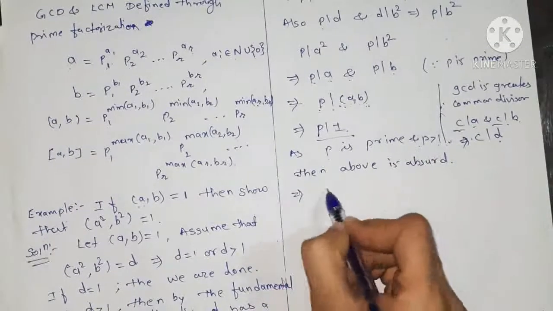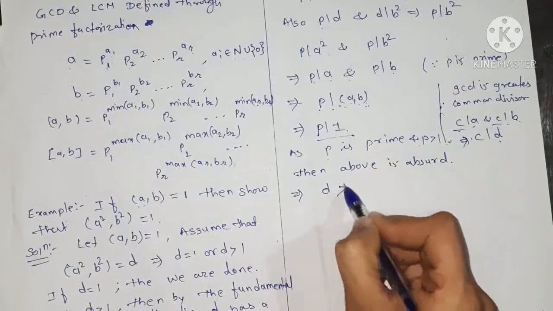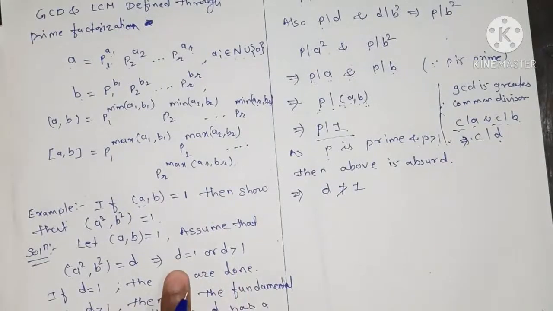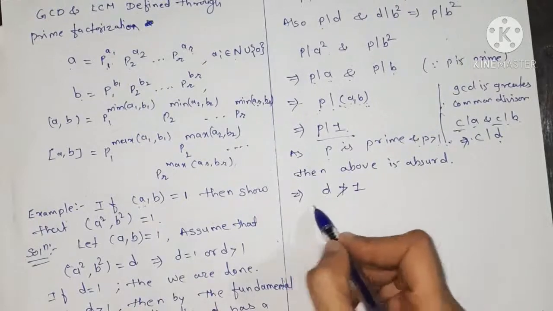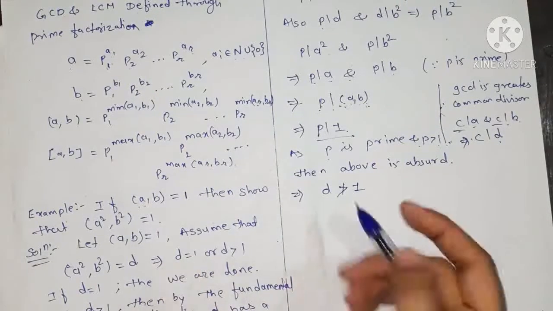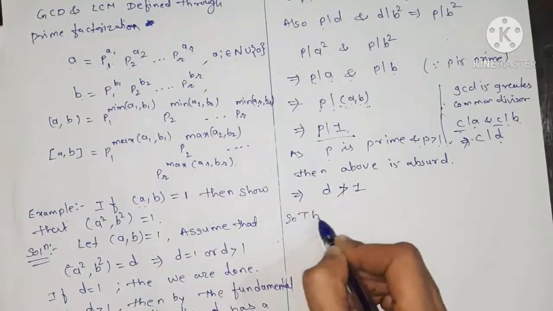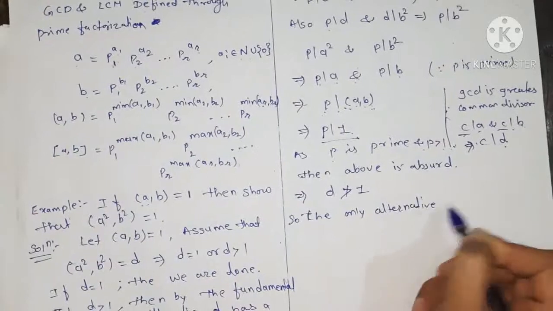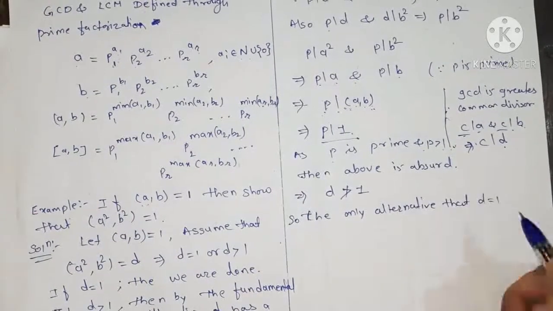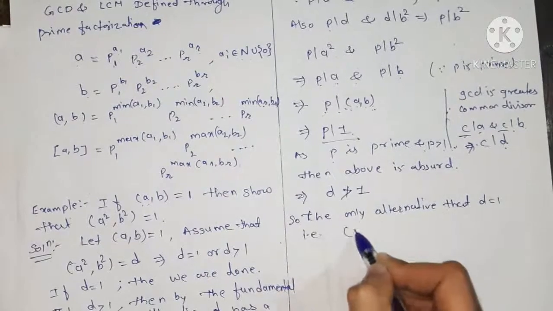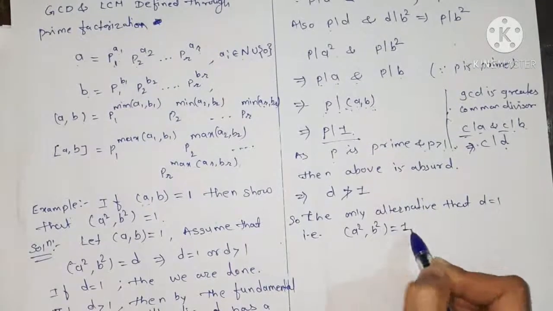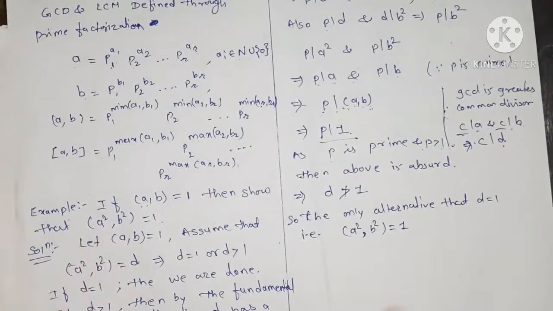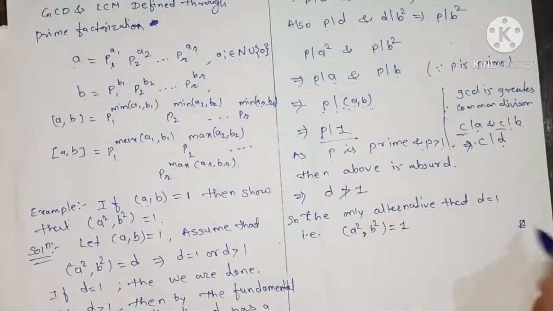And therefore this implies D is not greater than 1, so D is equal to 1. So we have only one alternative, that D is equal to 1. That is, the GCD of A square comma B square is equal to 1. Hence our example is completed here.